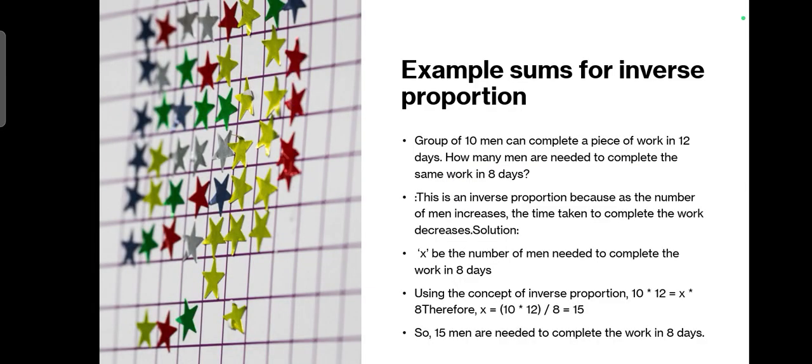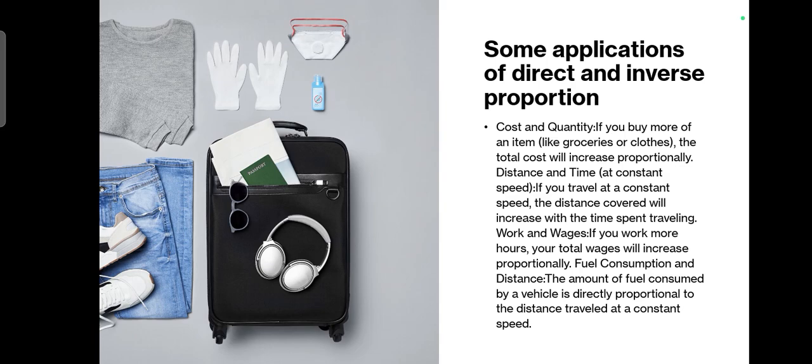Now let us see one example for inverse variation. As we discussed earlier, as one variable increases, the other one decreases. Example for inverse proportion: a group of 10 men can complete a piece of work in 12 days. How many men are needed to complete the same work in 8 days? This is an inverse proportion because as the number of men increases, the time taken to complete the work decreases. Let x be the number of men needed to complete the work in 8 days. Using the concept of inverse proportion, by calculating, we get 15 men are needed to complete the work in 8 days.